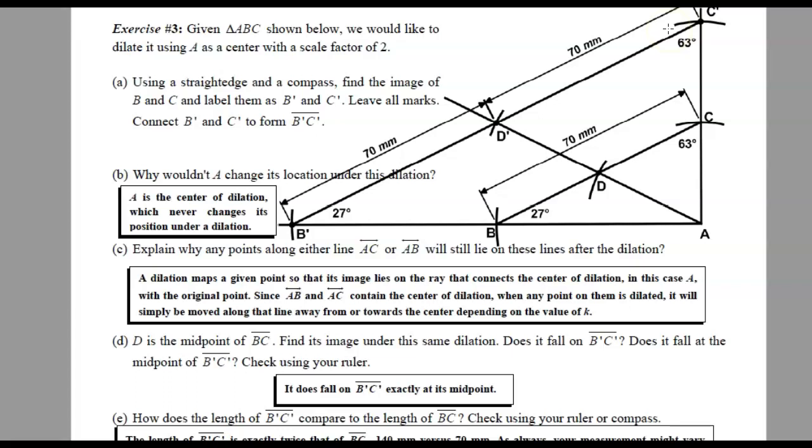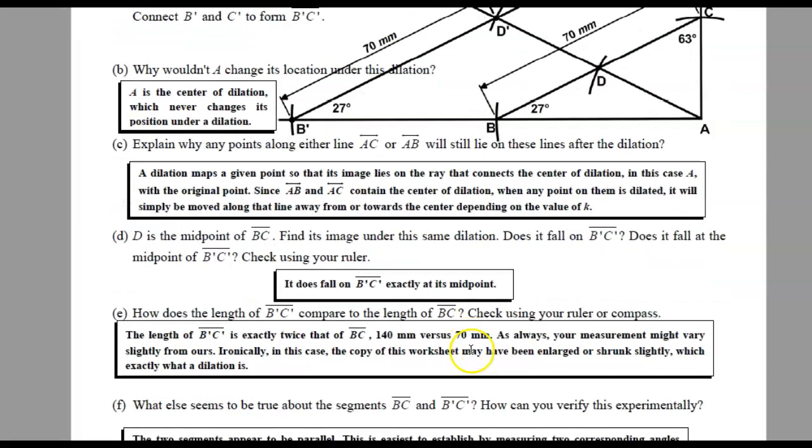And to check using your ruler, if you were to measure the distance from B prime to C prime, it's 140 millimeters, 14 centimeters. You could do it with inches too, and you're going to find that it's exactly the same size on both sides. So it will fall on BC right at the midpoint.